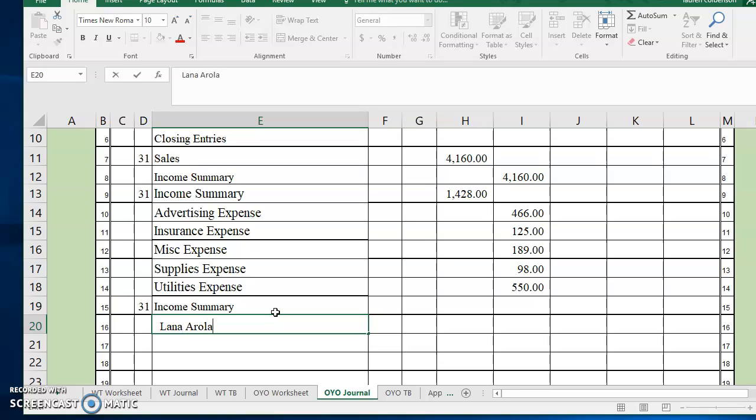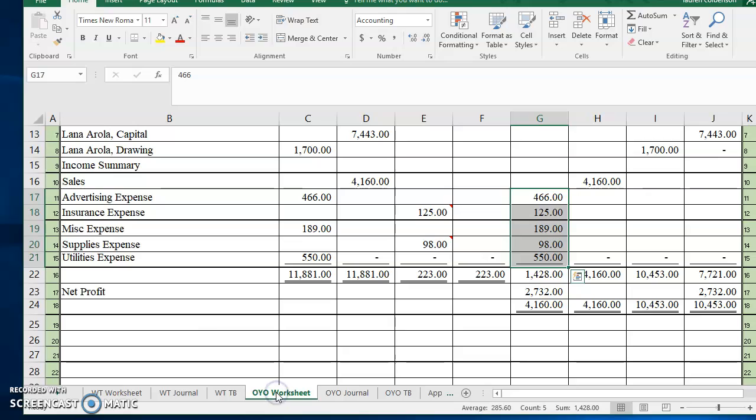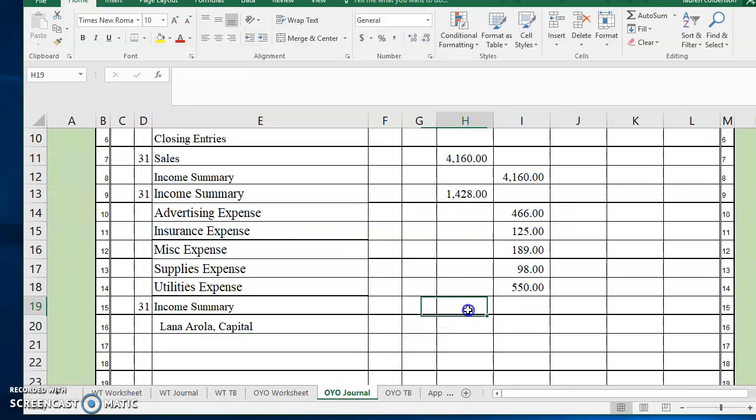And the girl's name is Lana Arola, and it will be her capital account, because when you have a net profit for the period, your overall net worth is increased. In this case, $2,732 is going to be credited into her capital account. So her overall net worth was increased, because increases to capital increase your net worth.